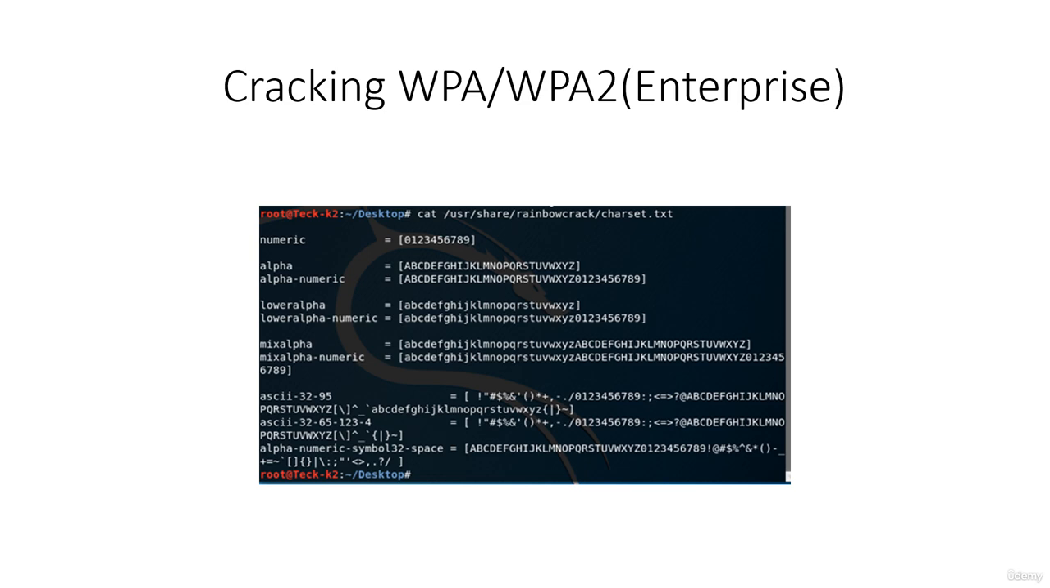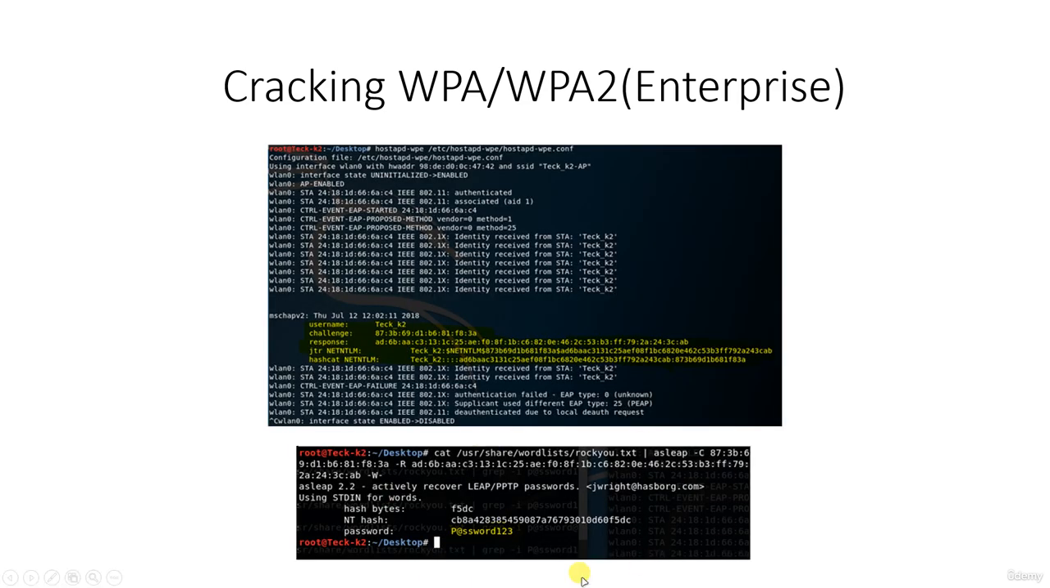Then if it is matched, as you can see, all of them are in here, and this is the hash dump. In this way you can crack a WPA or WPA2 Enterprise password. You can also use other ways, but I think this is the easiest way to crack the enterprise WPA2 password.